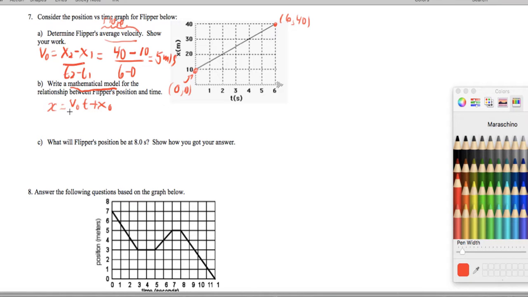But it isn't just an equation for a line. It's an equation that lets us know where the object's going to be, where Flipper the toaster is going to be at any point in time. So we write x equals, the slope is 5, so that's the speed, times the time plus its starting point, which is 10. So if we want to know where our mobile toaster will be at 8 seconds, we're actually going to plug in the number. So x equals 5 times 8 seconds for time plus 10. And that's how we're actually getting 50 meters as our answer. So that's problem number 7.